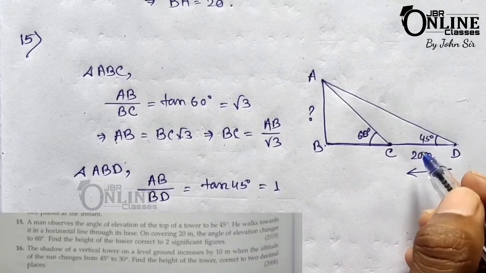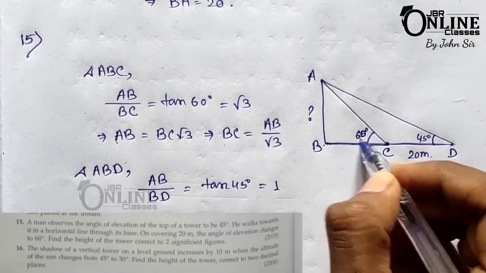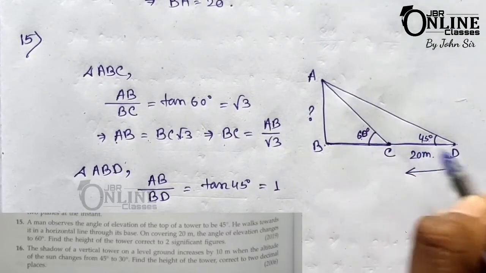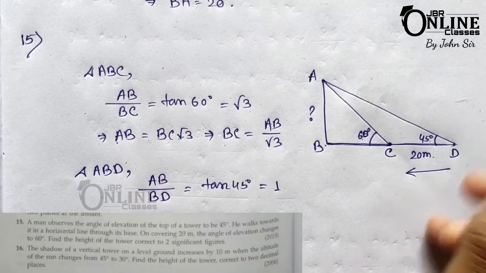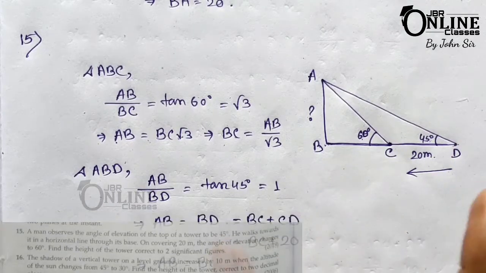And the angle of elevation changes: the first angle of elevation is 45 degrees and the second one is 30 degrees. So the same diagram, 45 degrees, 30 degrees, and that length equals 10 meters. Now you can solve this problem the same way as the method for 15.